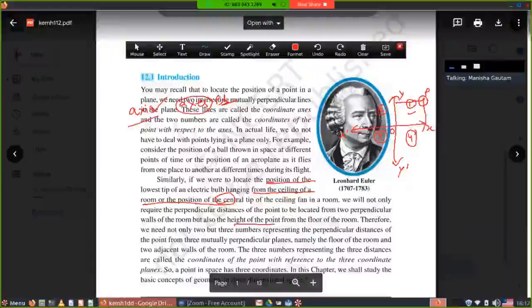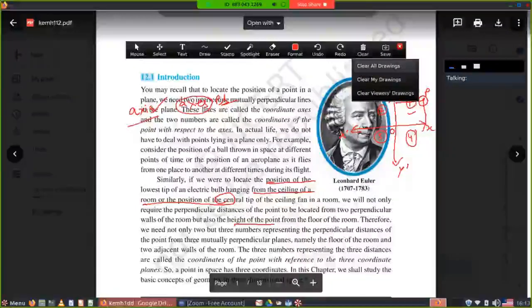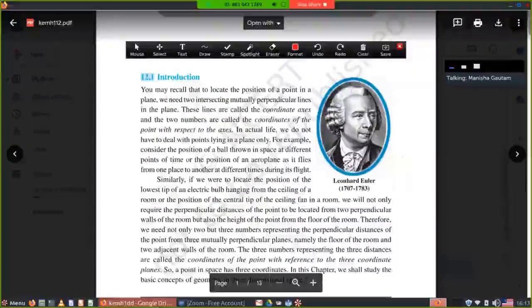Similarly, if we are to locate the position of the lowest tip of an electric bulb hanging from the ceiling of a room, that can be calculated. The position of the central tip of the ceiling fan in a room will require not only the perpendicular distances of the point to be located from two perpendicular walls of the room, but also the height.